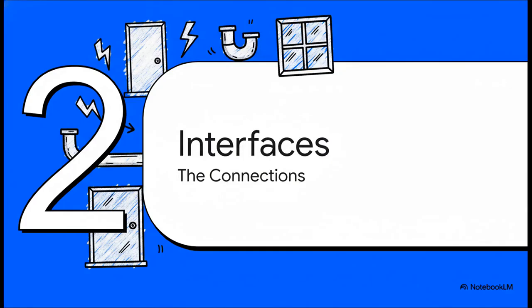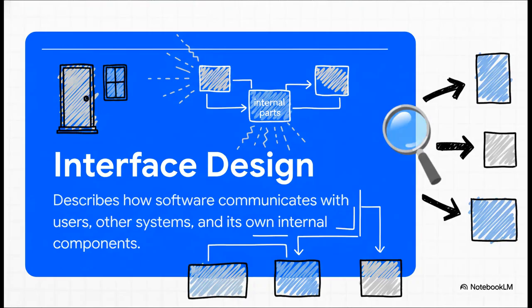All right, so we have our rooms. The next layer is to think about the connections. And in our blueprint analogy, these are the interfaces. They're the doors, the windows, and even the plumbing and electricity that connect everything and make it work. Interface design is really all about one thing: communication. It describes how your software talks to the user.